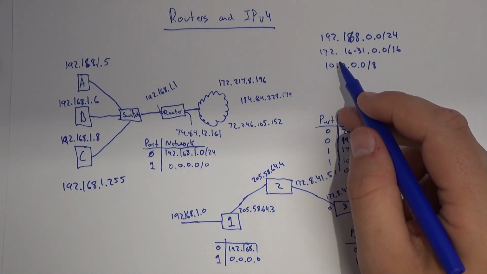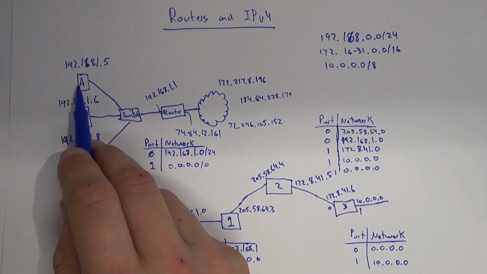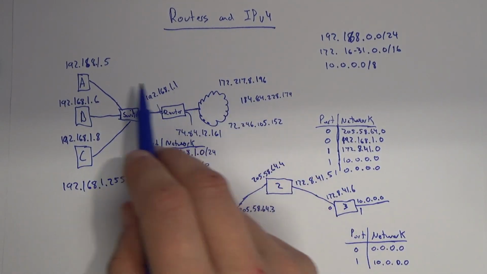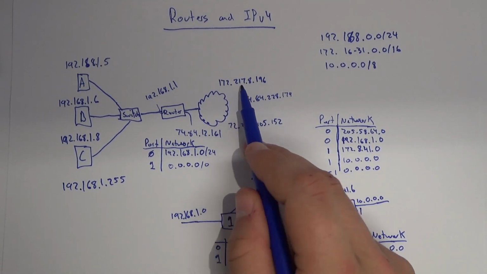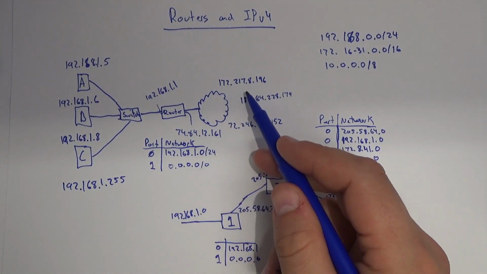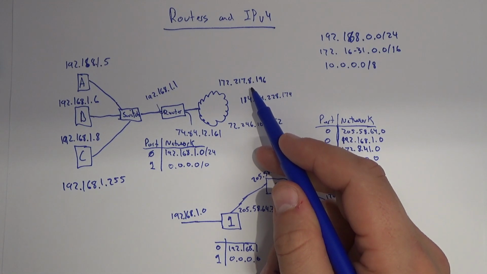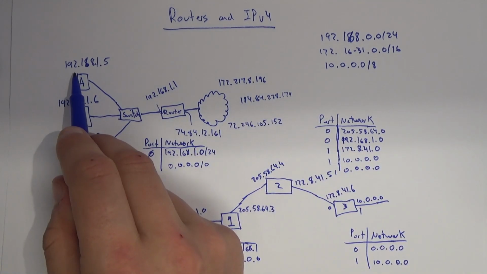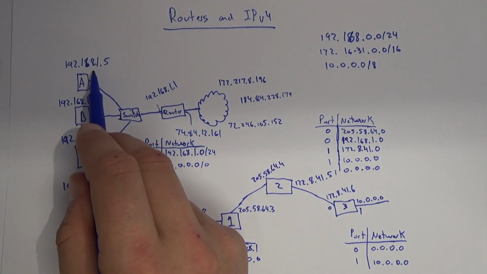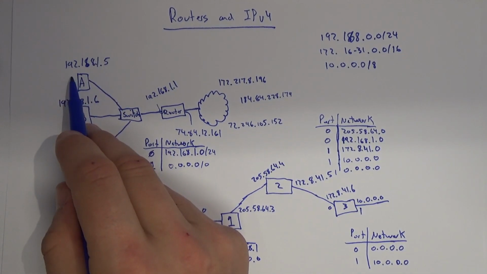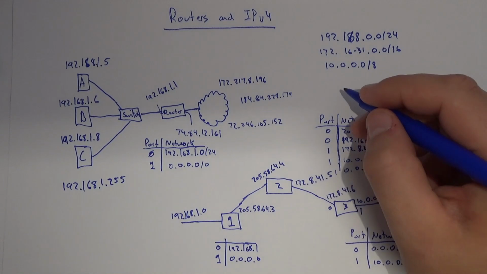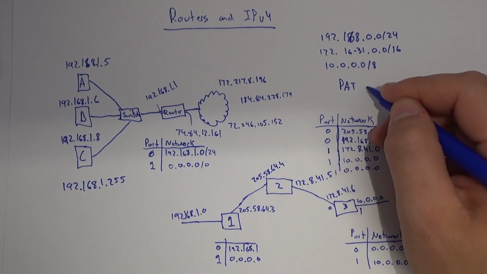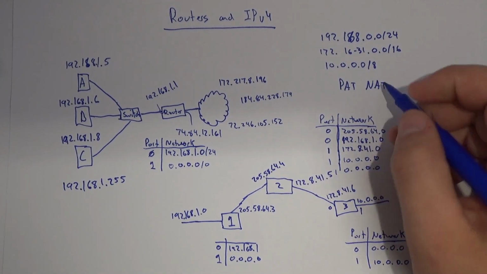Now you're starting to think maybe that's a problem, because if computer A wants to go talk to Google, computer A is going to send out an HTTP request out to Google. Google is going to want to respond to that. Well, how does Google respond to 192.168.1.5? It can't respond to an internal IP address. Okay? And this is where PAT and NAT come in. Port address translation and network address translation.